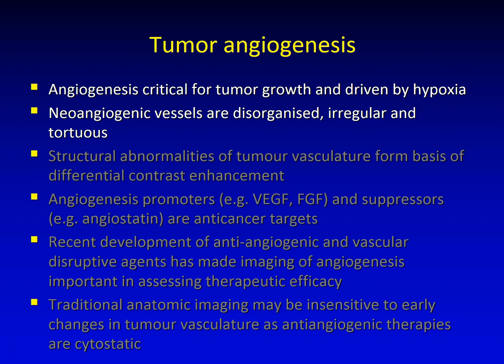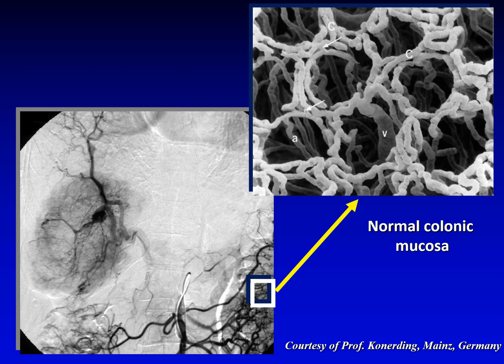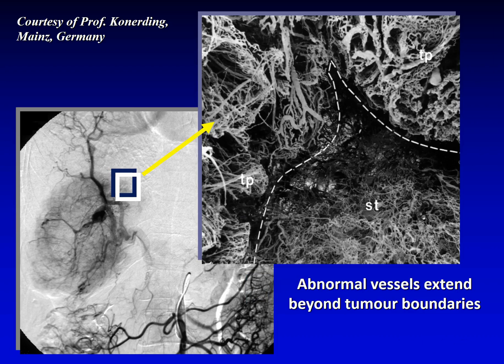Neoangiogenic vessels are disorganized, irregular, and tortuous. I just thought I'd show you an example. So here is an example of a colonic cancer on an angiogram with a liver metastasis. What I'd like to do initially is to show you the organized structure of the normal colonic vessels. We can see normal venules and capillary networks all organized in a regular fashion.